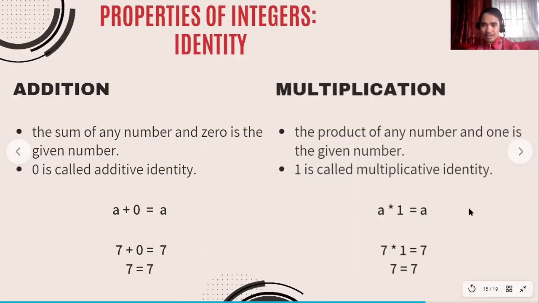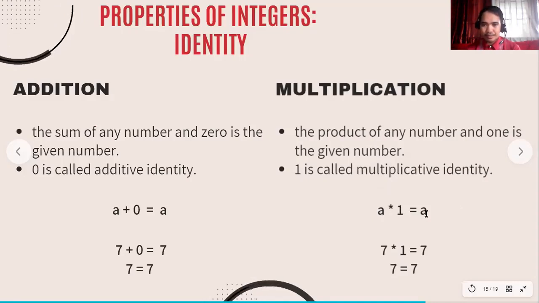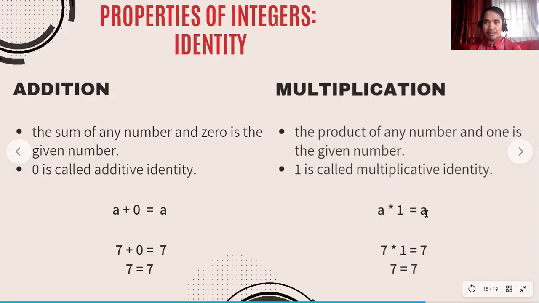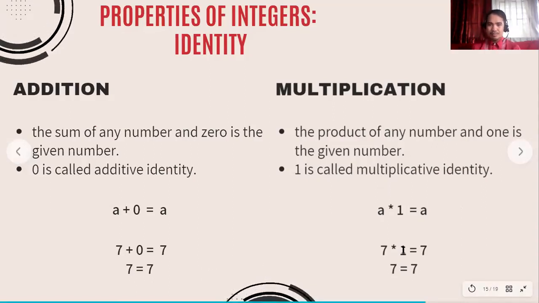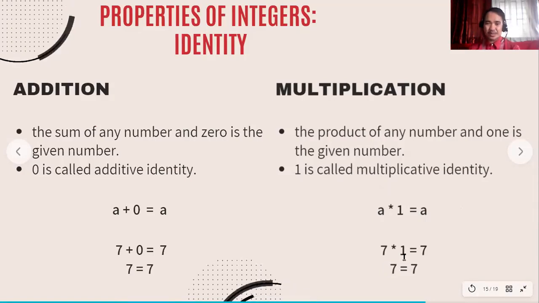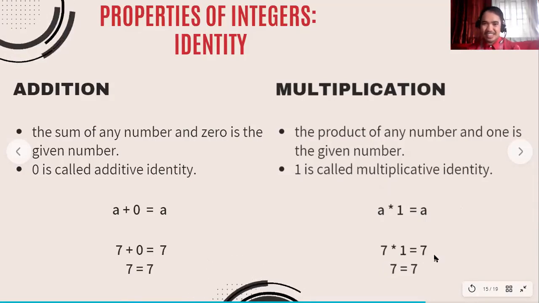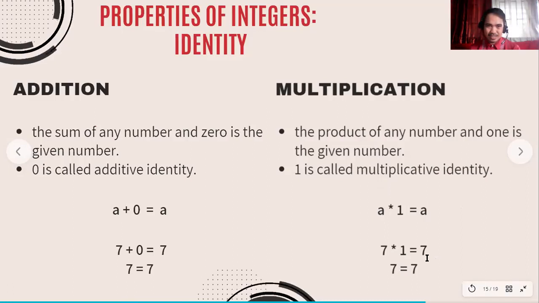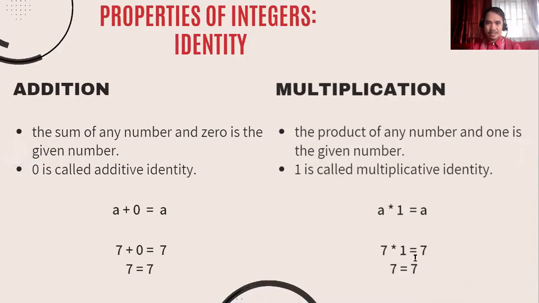This is our mathematical notation: A times 1 is equal to A. Again, any number multiplied by 1, the answer is the number itself. For example, 7 times 1 is equal to 7. Yes, that is correct. Any question, class? None? Can we proceed? Okay, very good.